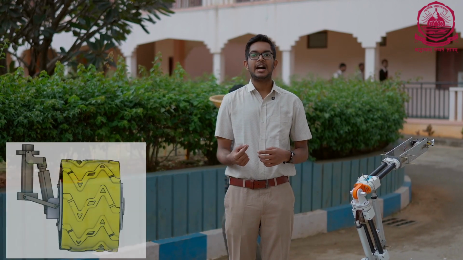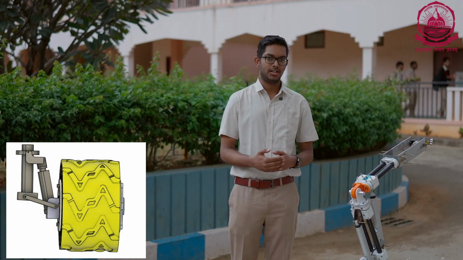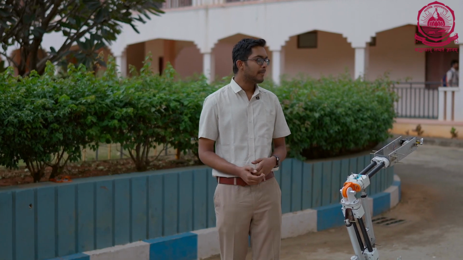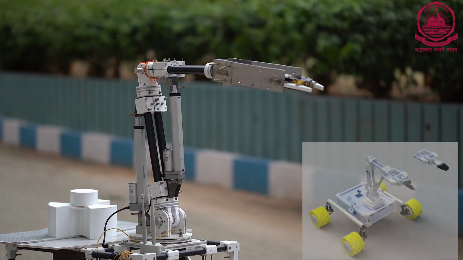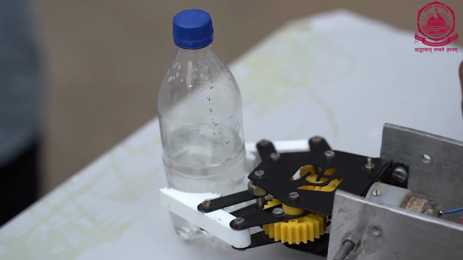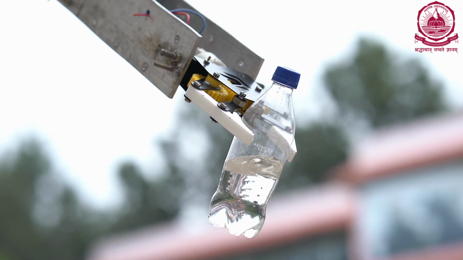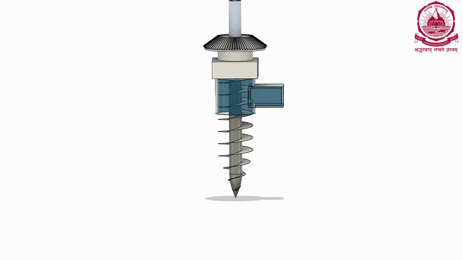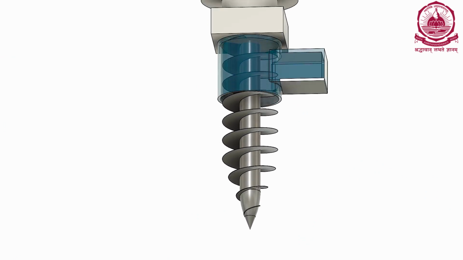For the suspension, we are going to use the trailing arm suspension along with a differential. Coming to the arm, it has 6 degrees of freedom with 2 linear actuators and 4 rotary actuators for precise control and easy manipulation. The end effector is a gripper which can perform a variety of tasks. The end effector can be swapped with a drill which collects the soil samples, which is based on the principle of Archimedes screw. It collects into a soil collection chamber.